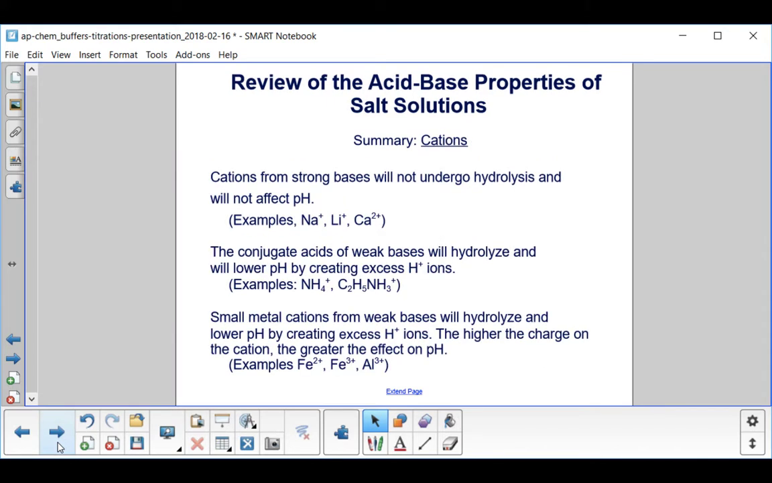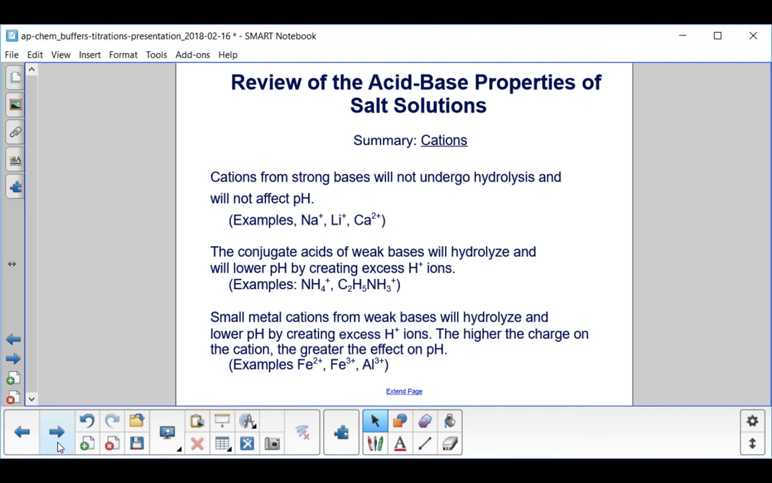Here's a summary for the cations. Cations from strong bases are very weak and will not undergo hydrolysis and will not affect pH. So things like those group 1 metals, Na+, Li+, or the heavier group 2 metals, calcium 2+. But the conjugate acids of weak bases will hydrolyze and will lower the pH by creating excess hydrogen ions.